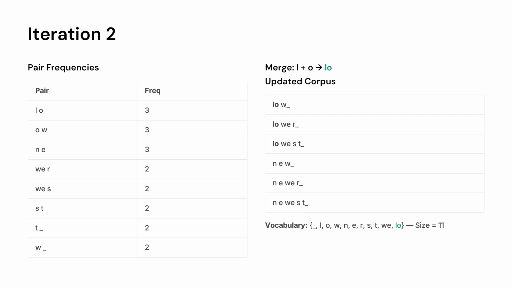In the second step, after we merged W and E together, as you can see in the updated corpus, we again look at which pair has the highest frequency. We observe that L and O, W and E, and N and E all have a frequency of 3. Here we can randomly select one, or the one which occurs first can be selected. It depends on you. In this case, we select L and O together and we merge them. This results in an updated corpus, and the vocabulary size increases to 11. Then we have a check. As it's less than 12, we continue.